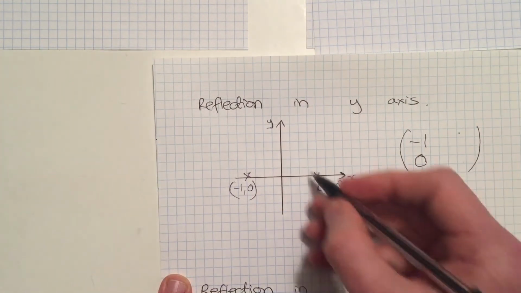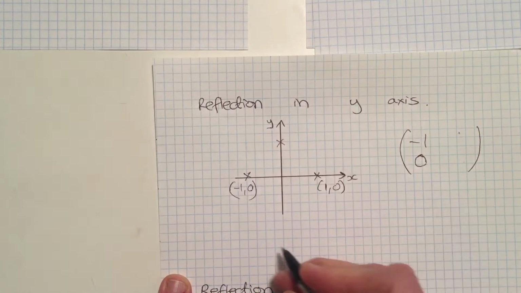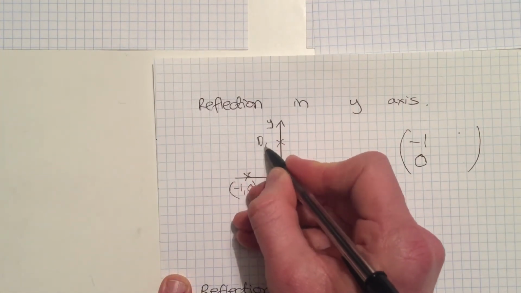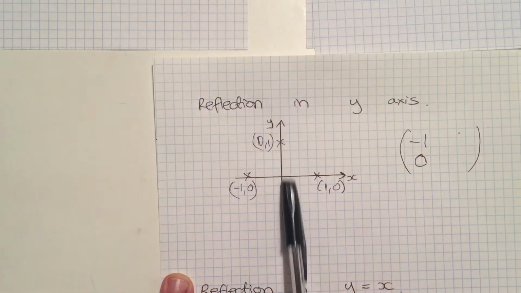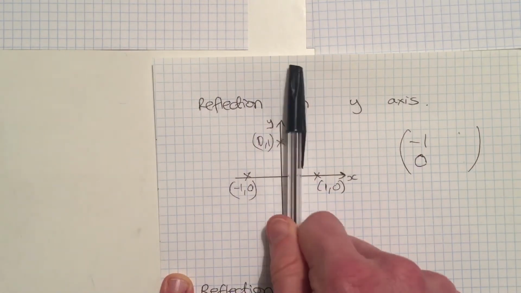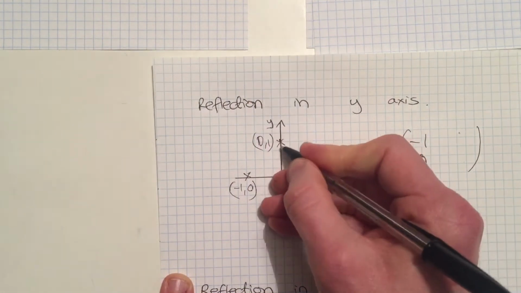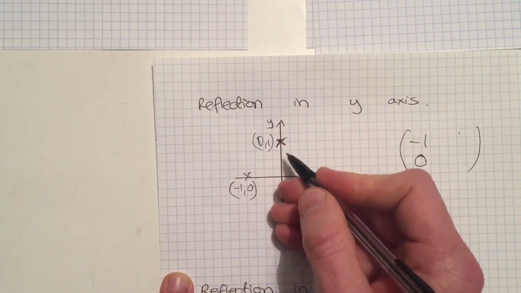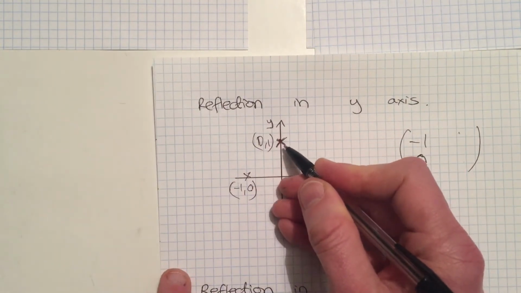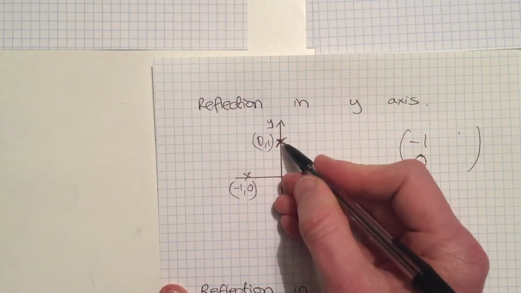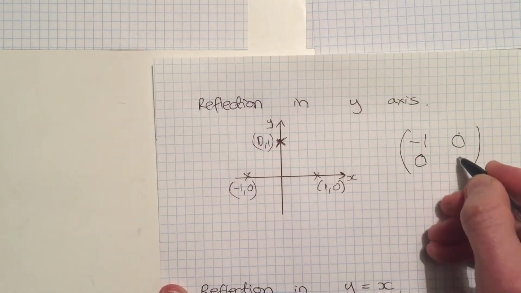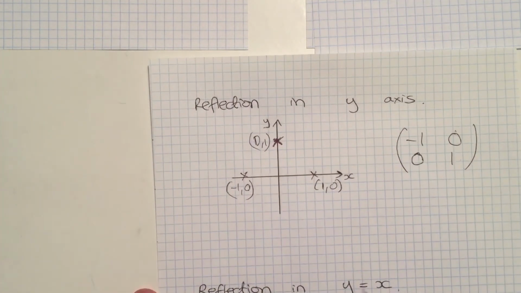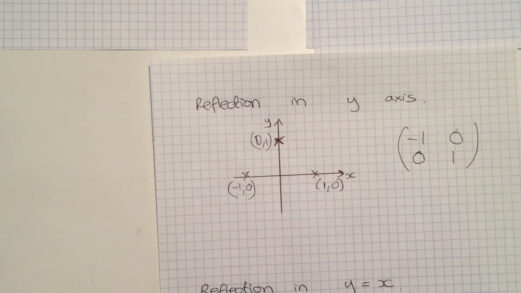Now for B and D, let's think about what happens to the point 0, 1, that point there. Well, a reflection in the y-axis, this is the y-axis here, this point is on the line, so this is something called invariant. We will talk more about invariance in a later video. This is invariant, it doesn't move, so this is going to just stay as being 0, 1. It doesn't get mapped to be anywhere.